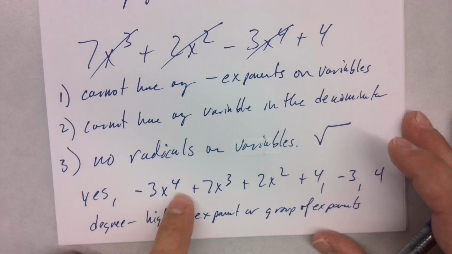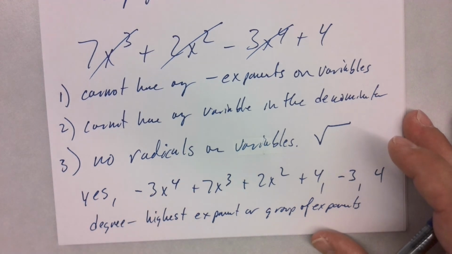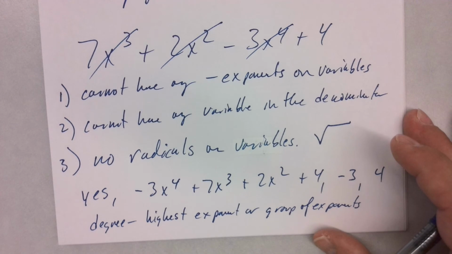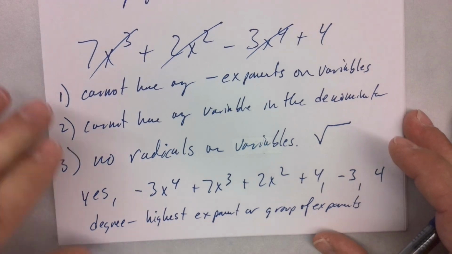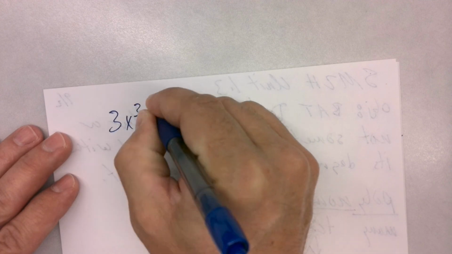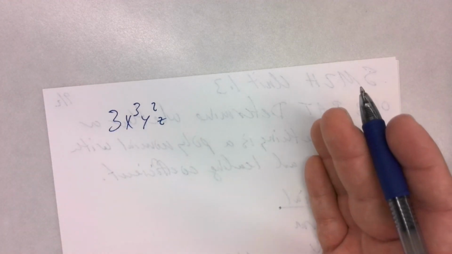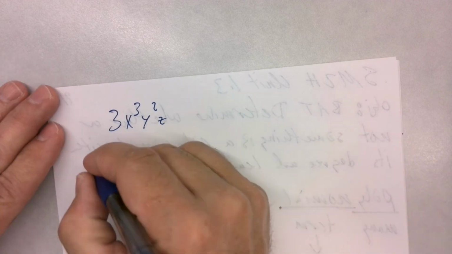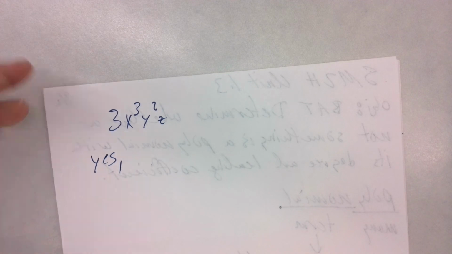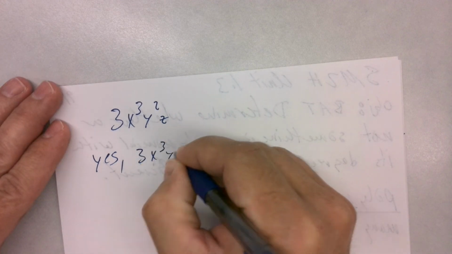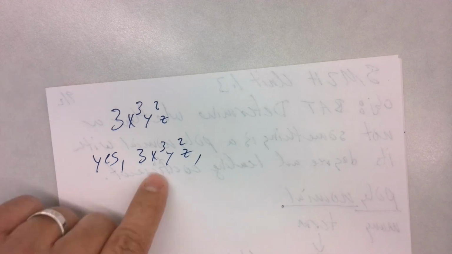Sometimes they put multiple variables here, like an x, a y, and a z, right? If I had that, then I would simply take their exponents and do what to them, you think? To get my degree, I would add them together. So let's say I had 3x cubed y squared z. Is it a polynomial? Yes. It's pretty much already written in standard form, because there's only one term there.